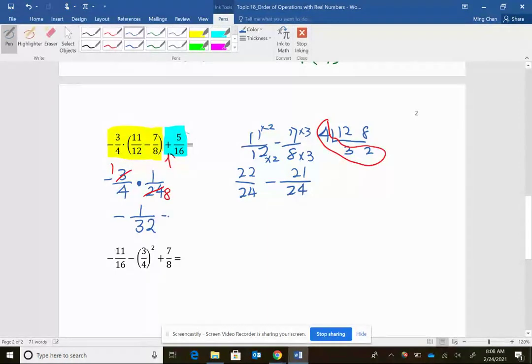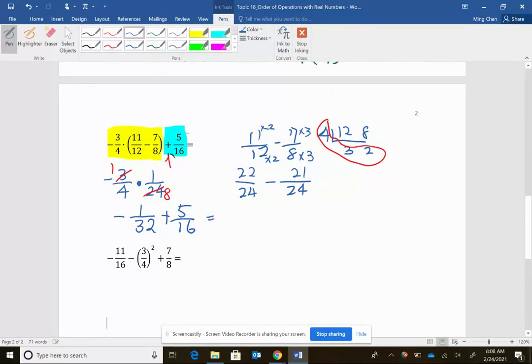My last term, still positive 5 over 16. Okay, so now this problem becomes addition between two fractions. Remember, this is add and subtract now, so I have to follow the add and subtract rule. But since I'm combining fractions, I still have to find the LCD first. By the way, the LCD between 32 and 16 is 32.